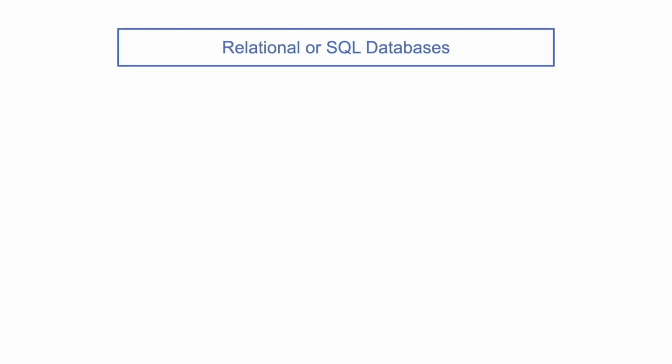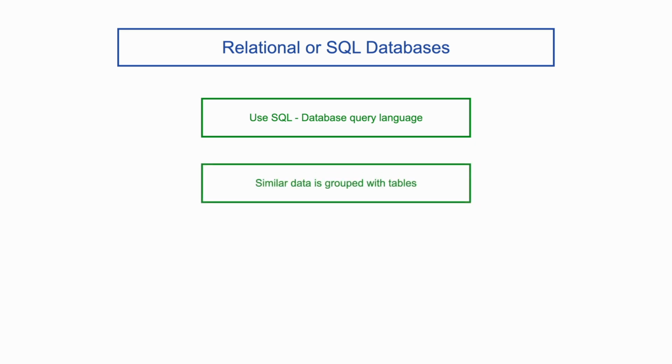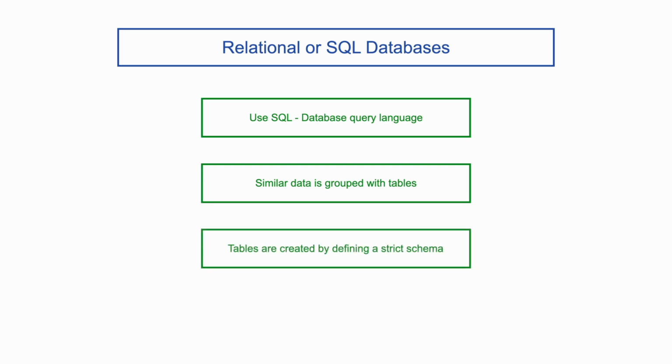What are relational databases? These databases use SQL, which is a database querying language. Thus, this type of database is also called an SQL database. Here, similar data is grouped within tables. Tables are created by defining a strict schema which dictates the type and structure of data stored in a table.